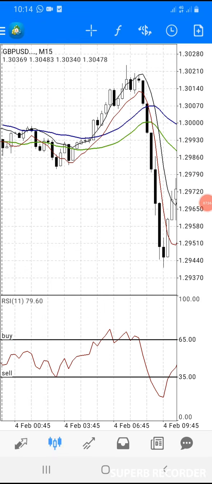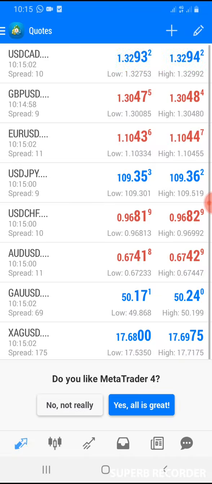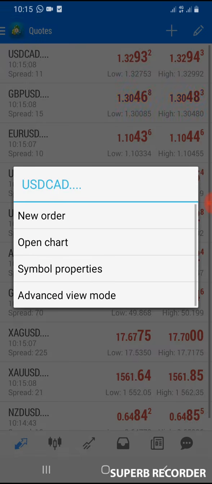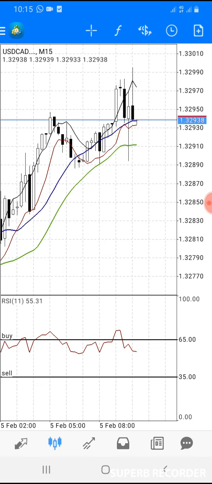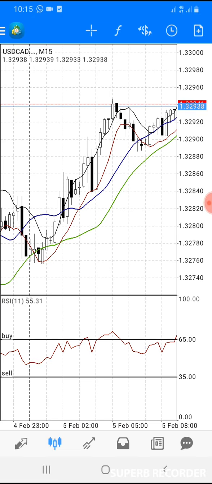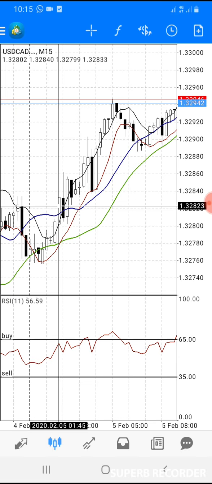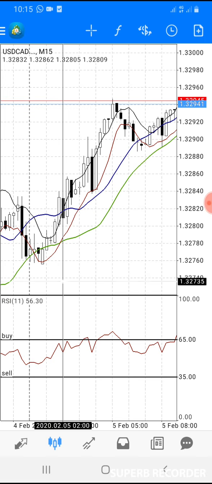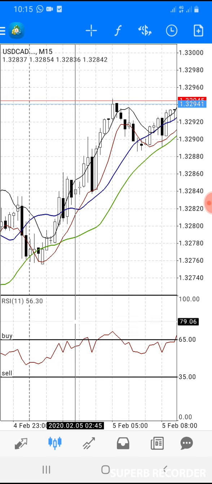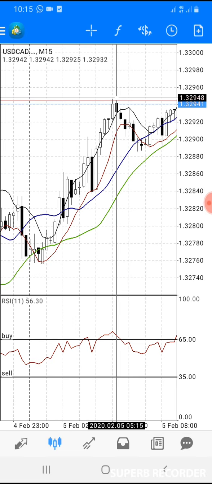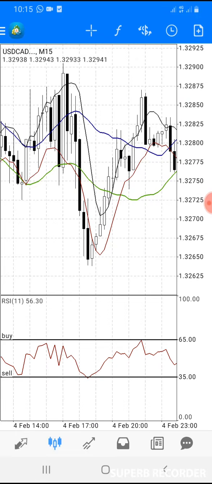Okay. So this strategy works on all instruments that you know, which is all your forex pairs. Let's look at USD CAD, and you can look for buy zones. Okay, here the black line crossed above the blue line, but the RSI was below 65, so you were supposed to wait until this point, and it was above, and then it went way up, which was a good signal.